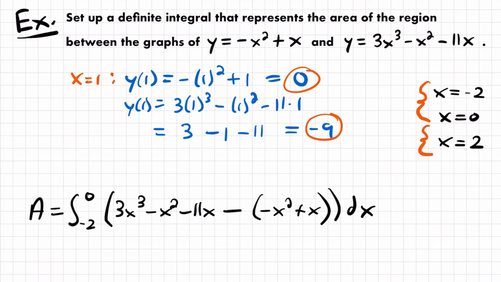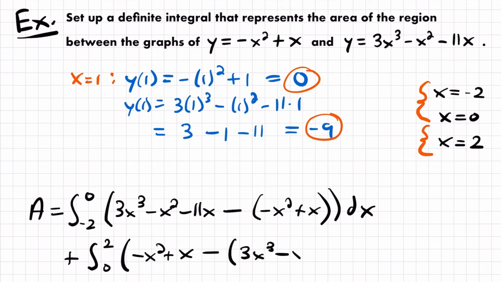All right, and so now we can set up the other definite integral that will complete the representation of the area between these two functions. We'll have plus the definite integral from 0 to 2 of the top function, negative x squared plus x, minus the bottom function, 3x cubed minus x squared minus 11x. And that is the other definite integral that completes the area of that region. If you wanted to know what the area was between these two functions, you could simplify these definite integrals and solve them if you wanted to.